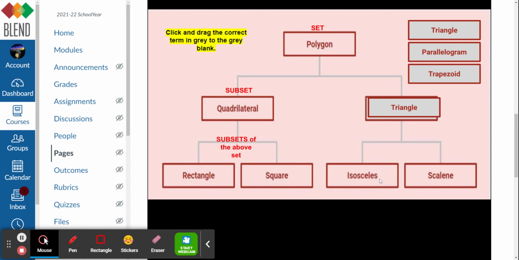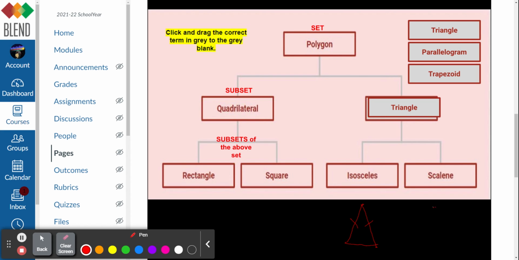Remember, there is an isosceles triangle, which means there's 2 sides that are congruent. Isosceles, you have 2 eyeballs. Isosceles triangle, 2 congruent sides. And scalene triangles are triangles with no congruent sides. So here's an isosceles triangle. It's got these sides that are the same. And then a scalene would be like one where all sides are different. No congruent sides. So isosceles and scalene.